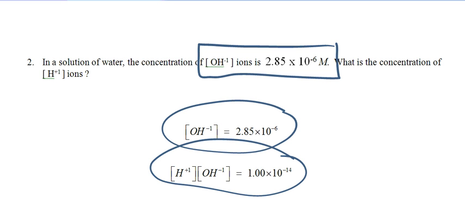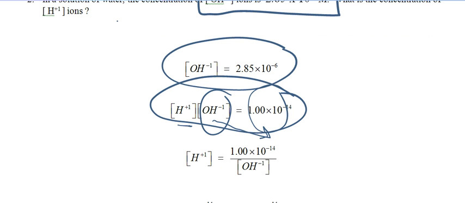So we know one of these. We know the hydroxide and the constant. So we know two of the three. We're looking for the unknown. So since we know the hydroxide, we need to slide it down so that we isolate just the hydrogen ions all by itself. So now we have our equation that looks like this. So we're looking for our unknown, and we put our knowns on the same side of the equation.